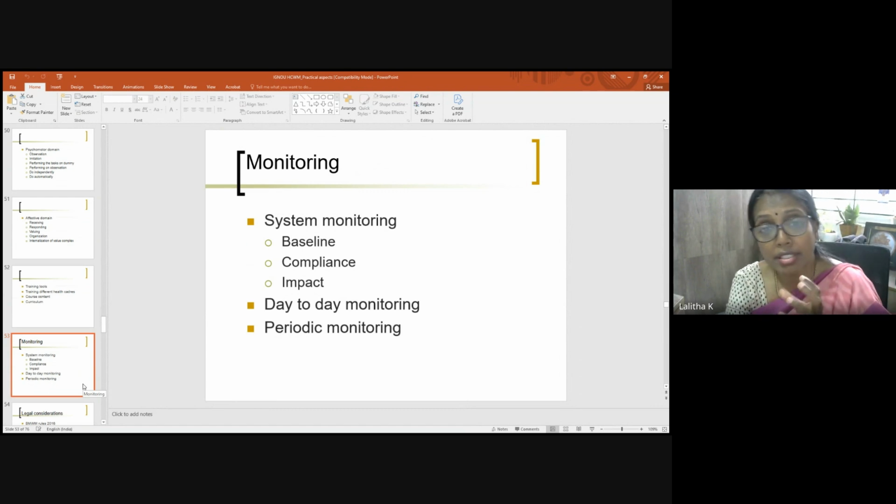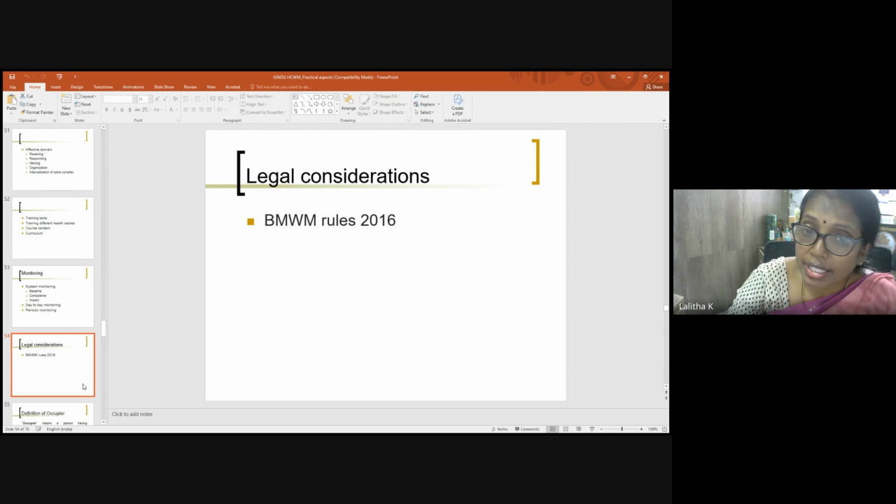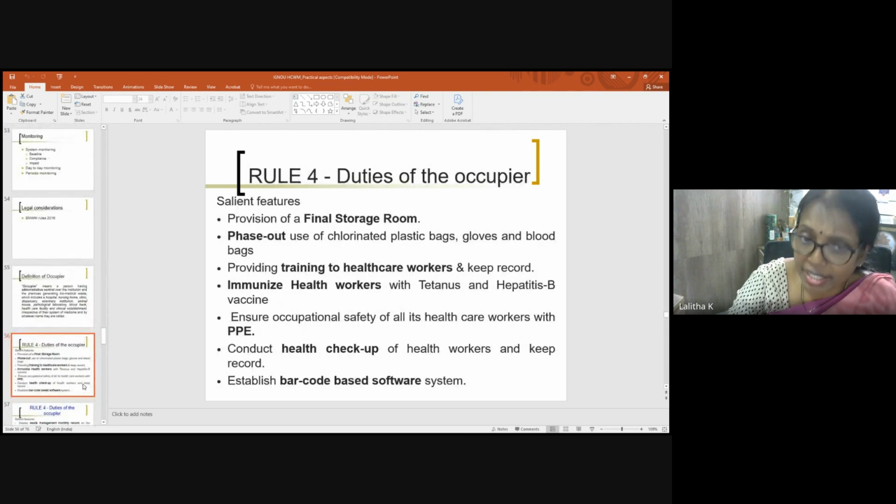We need to keep this system monitored. You can keep a baseline, then compliance, whether they're following day to day, and also what the impact has been. If you have introduced some system in your workplace, how has this improved your workplace working, that you can look at. And day to day monitoring is very important. As I told yesterday, if you do not monitor, even doctors also, you need to monitor sometimes, because they may not comply. Segregation is the key thing, especially the segregation has to be monitored on a day-to-day basis or periodically.